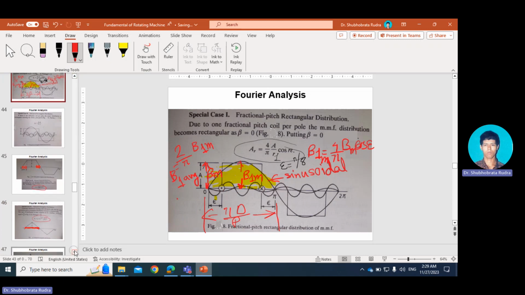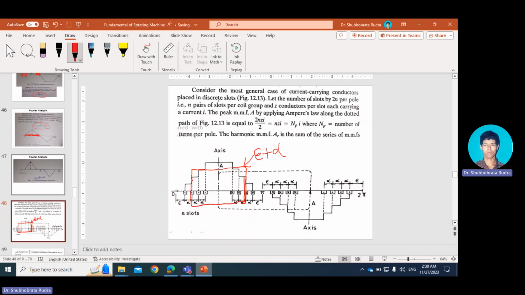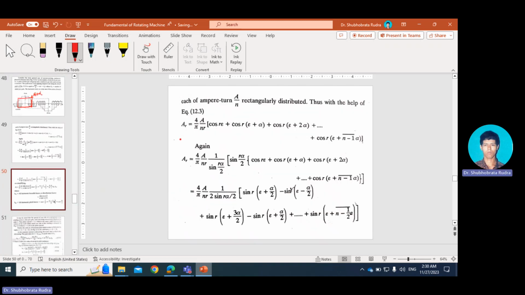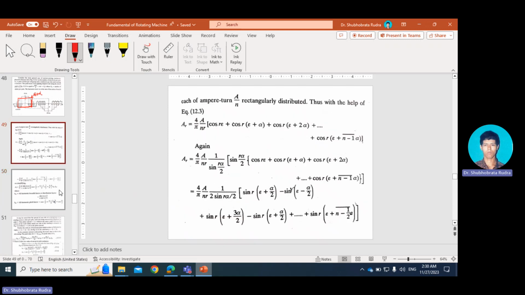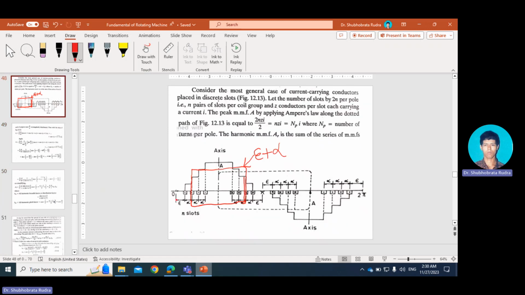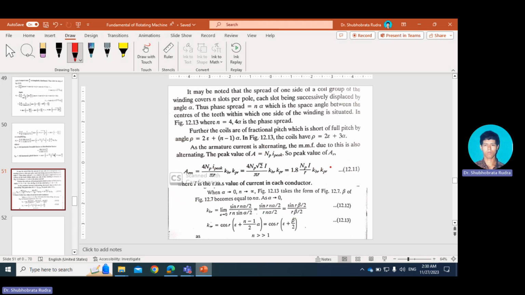Or precisely, we may take help of this generalized one, where NP is equal to the total number of turns per pole, and finally it gives you this formula. If nothing is mentioned and the winding is distributed, then most of the time you are going to get a staircase MMF waveform like this. Once this staircase MMF waveform is generated, you can safely use this formula.